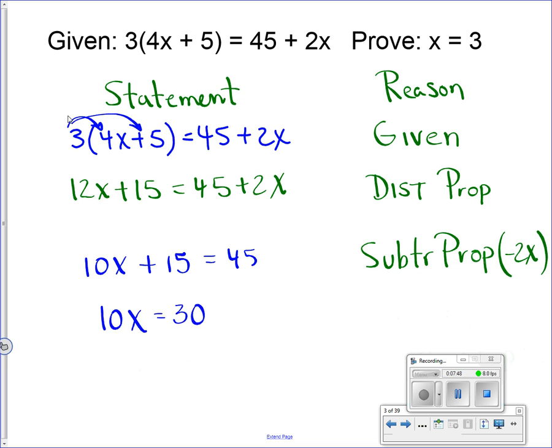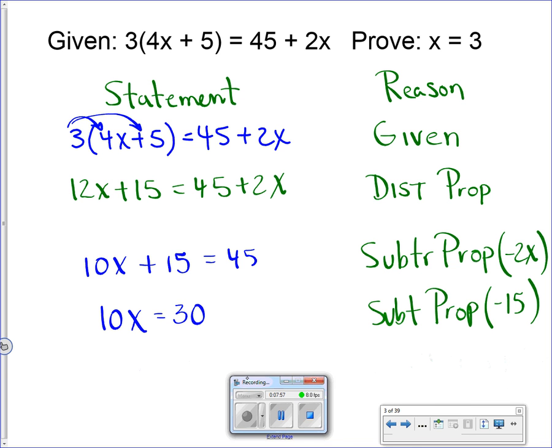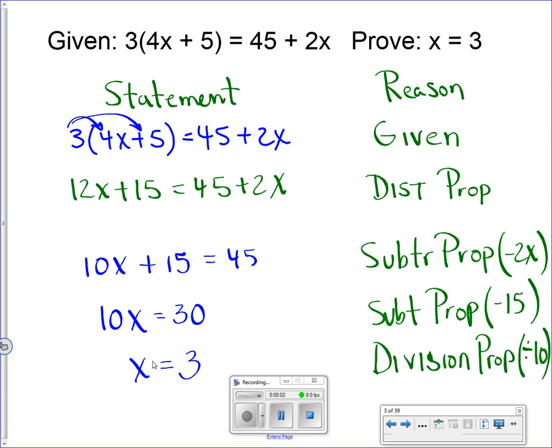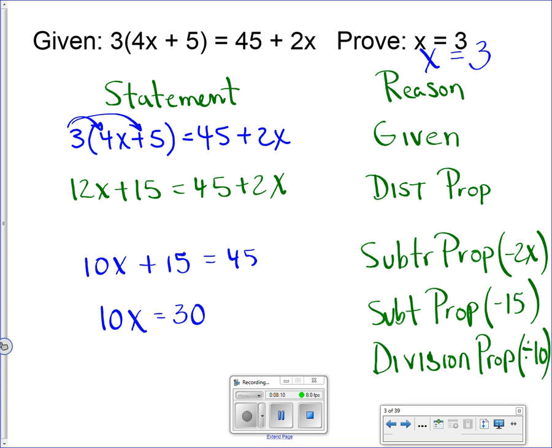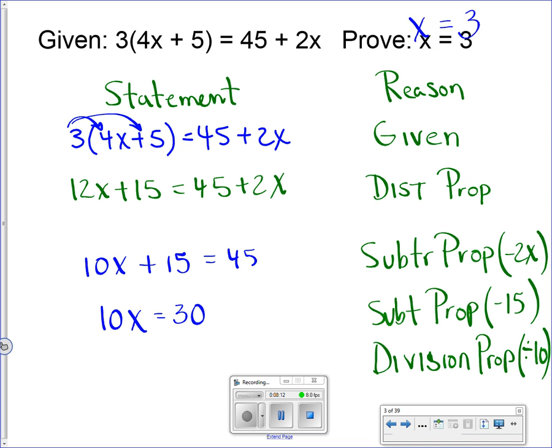Okay, so here's my next statement. Do you think that's still true? 10x equals 30. Well, I subtracted 15 from both sides. That's pretty simple. Hopefully you're following my reasoning here. And if I divide both sides by 10, I get x equals 3. And there it is. I just proved that if that first statement to the left is true, which is given, then x equals 3 is true. All right. Now you know this as the law of syllogism as well as the law of detachment.